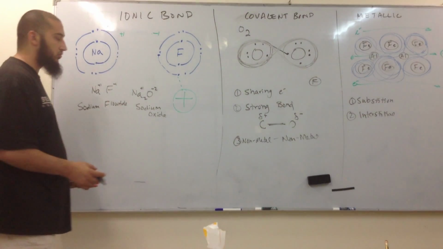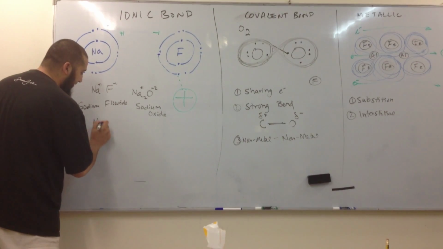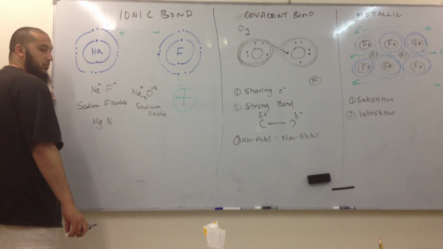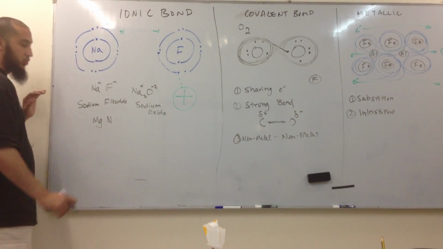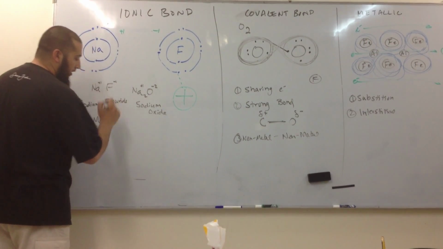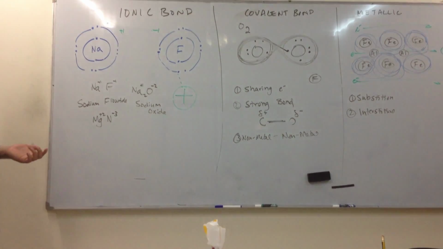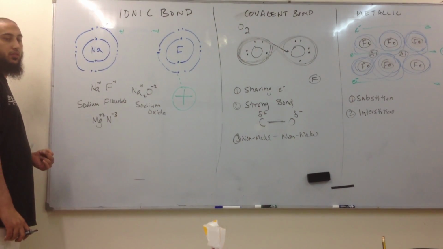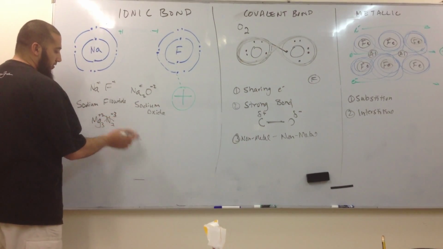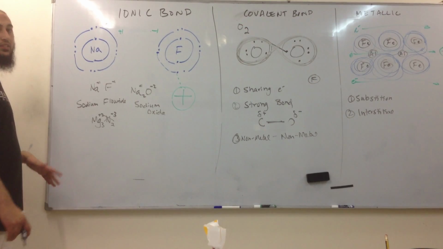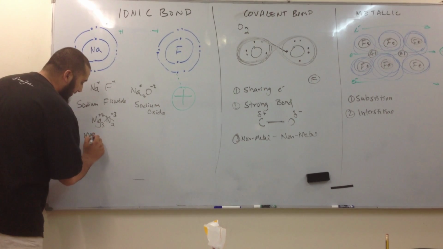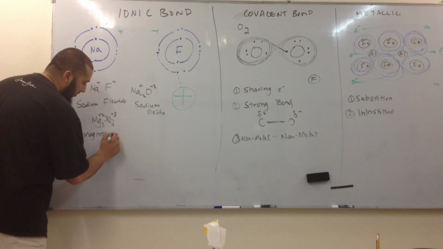Make sense? Mm-hmm. So for example, if I have magnesium and nitrogen, what's the charge of magnesium? Look at the tables. Plus two. What's the charge on nitrogen? Minus three. So how many magnesiums and how many nitrogens do I have? Just cross multiply, right? So 3 and 2. You guys know that? So when I name this, do I need to say trimagnesium dinitride? No. I still just say magnesium nitride.